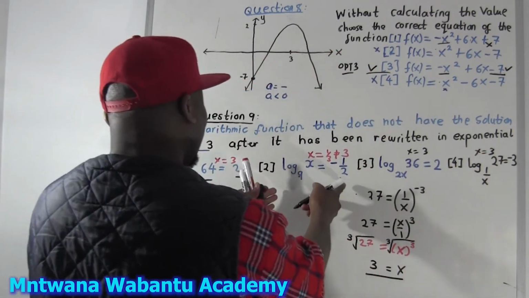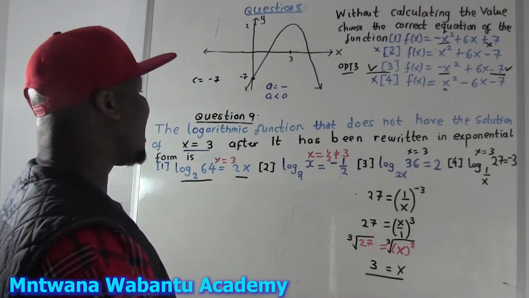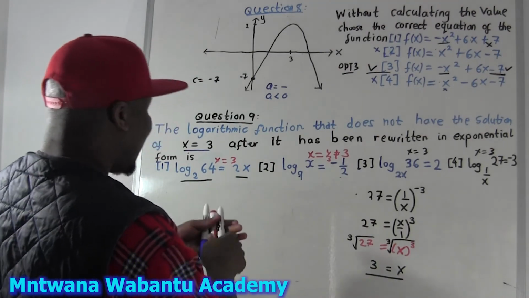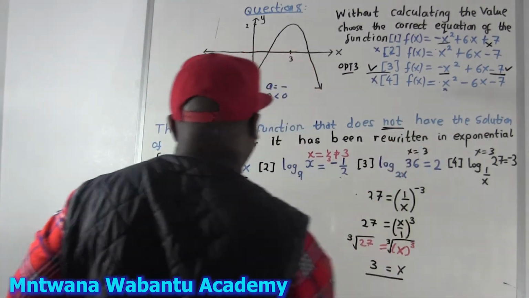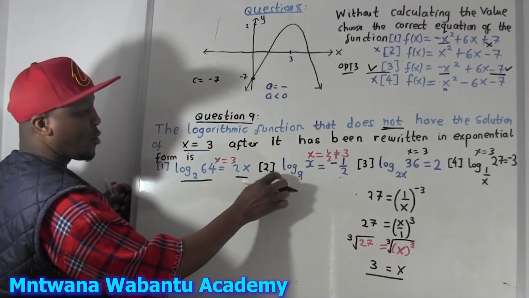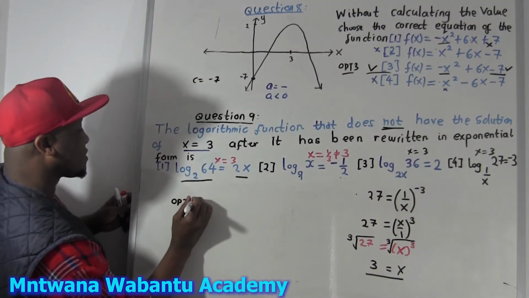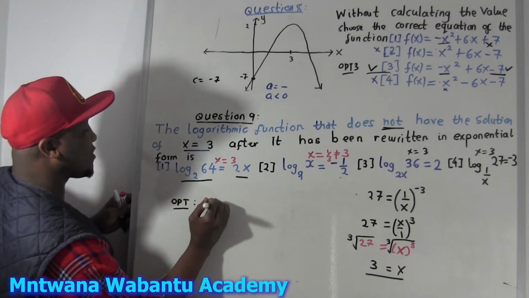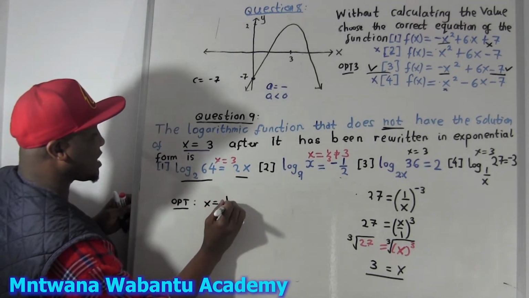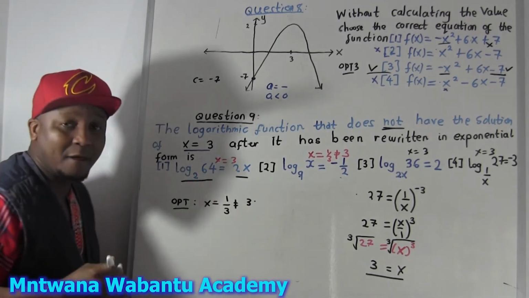So this one here is not true, and according to the question they say that does not. So which one doesn't? Option 2. Option 2 is the right answer because option 2 will give you x equal to 1 over 3, which is not equal to 3.